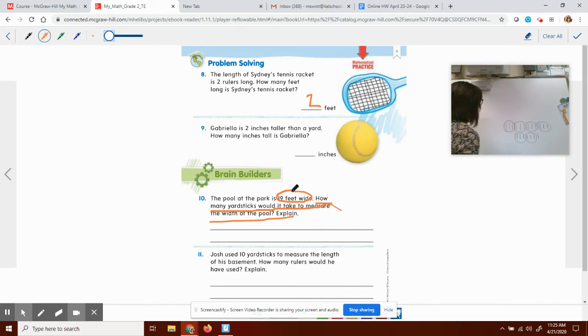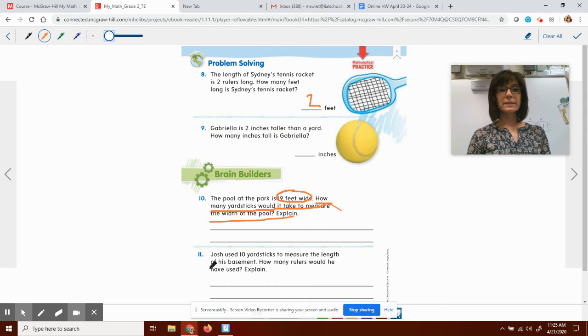Well, it would take 1, 2, 3, 4, 5, 6. And I actually need 7 because what about that last foot? So I'm going to put 7. Your answer would be 7. How would I explain this? I would say I need 6 yards, and I can maybe even show a picture to explain it. And I would need a 7th yardstick for the last foot.